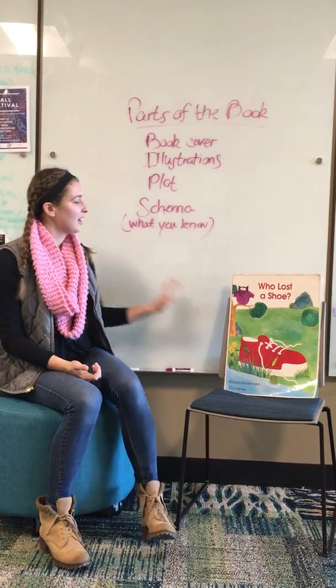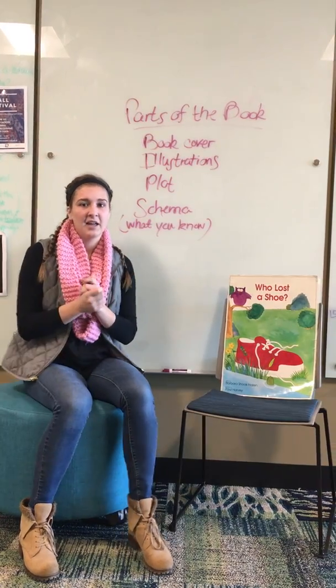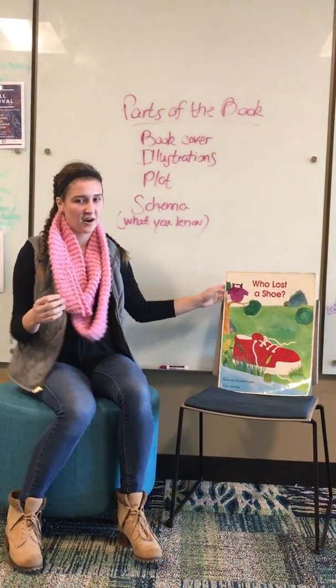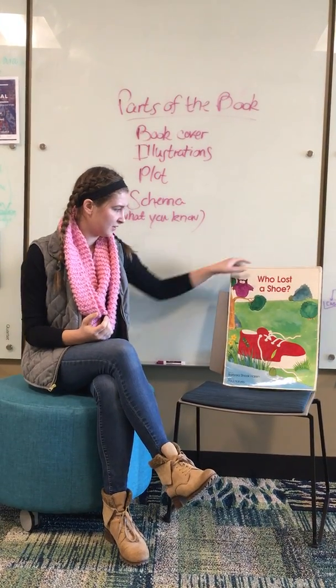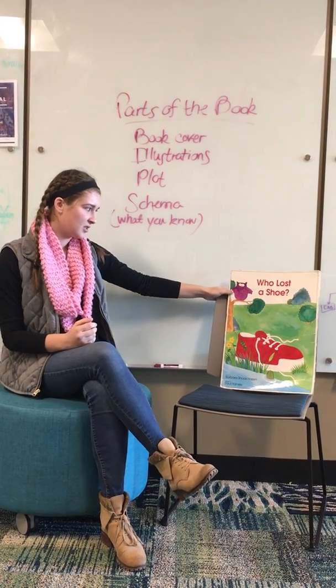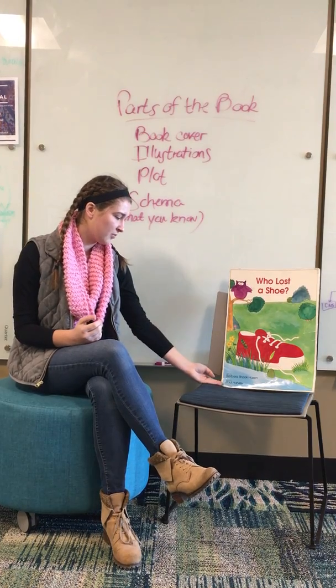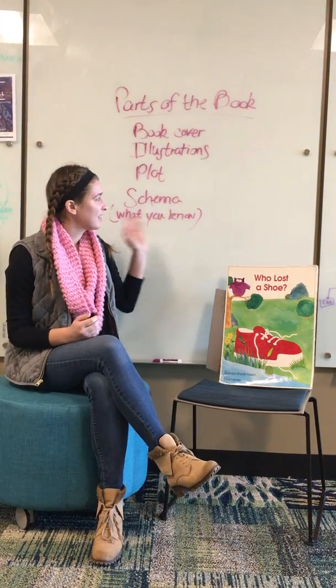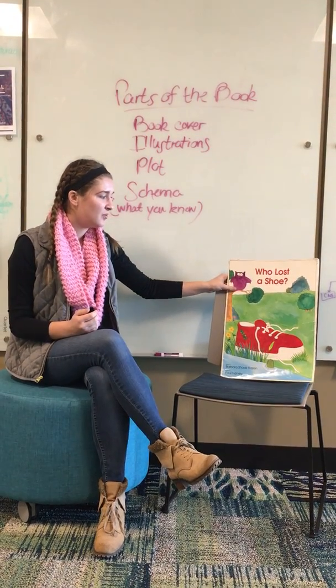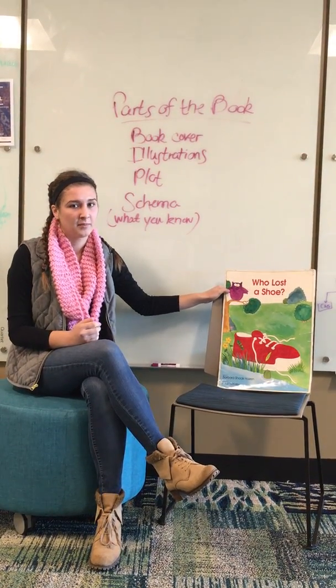But I'm going to leave it here, and we'll go through and we'll read the book, and we'll see if we can make some predictions and figure out what happens at the end of the story. All right. So the book is called Who Lost a Shoe by Barbara Shook Hazen. So we kind of looked at the book already, but based on some of these things, do you have any more predictions about what the book might be about?